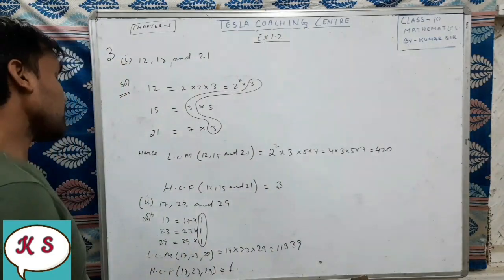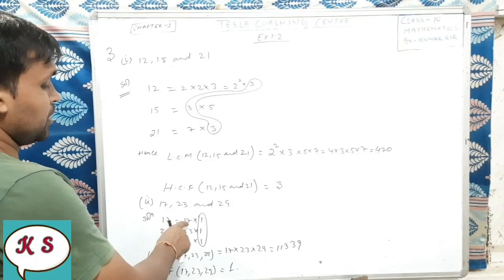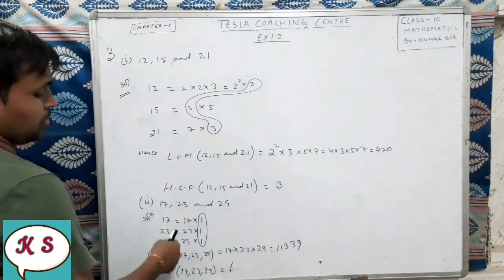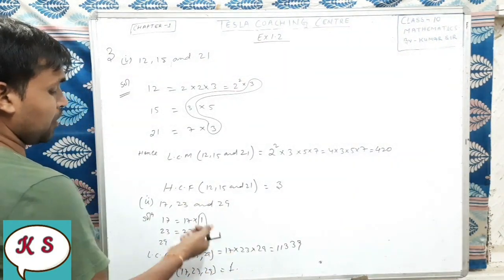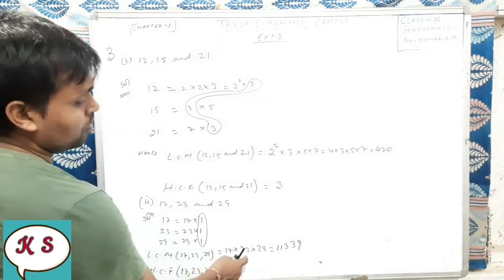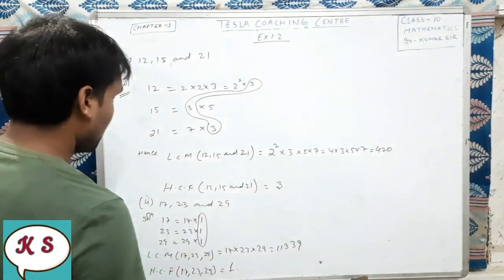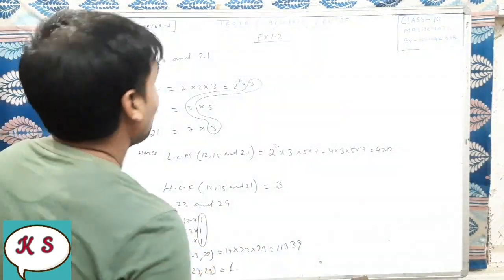Okay, now 17, 23 and 29. So 17, its factor is 17 into 1 only. We can write 23 into 1, 29 into 1, because they cannot be factorized, so into 1. So LCM here will be 17 into 23 into 29 into 1, so it will come the same. HCF: what is common in all the 3? 1, so HCF equal to 1.